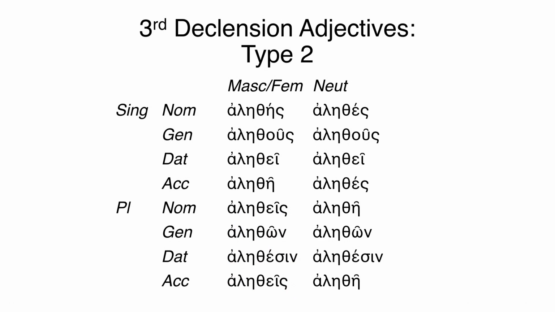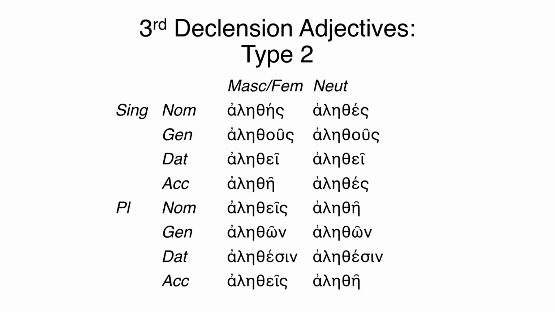For the neuter forms: alethes, alethous, alethei, alethes, alethe, alethon, alethesin, alethe. Modern pronunciation: alethes, alethous, alethi, alethes, alethi, alethon, alethesin, alethi.